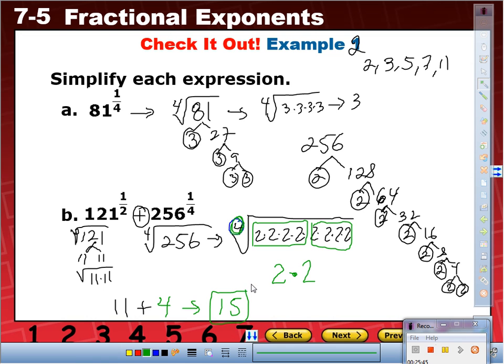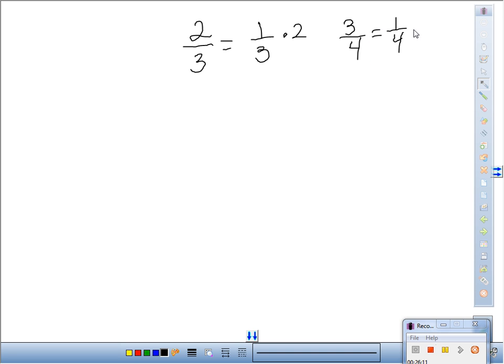Okay. Now, the last thing. Eyes up here, please. Pens down. Pay attention. Some of you are thinking, Mr. Q, but that's with a simple fraction. What if I have something like this? Look at this fraction. What if I had a fraction that was 2/3? Can't we rewrite this one as 1/3 times 2? Yeah, right? How about 3/4? Can we rewrite that as 1/4 times 3?